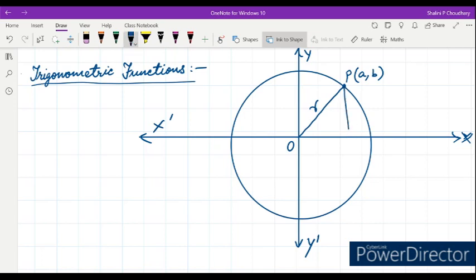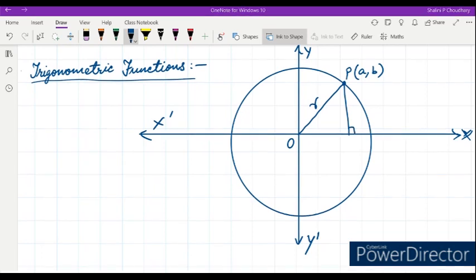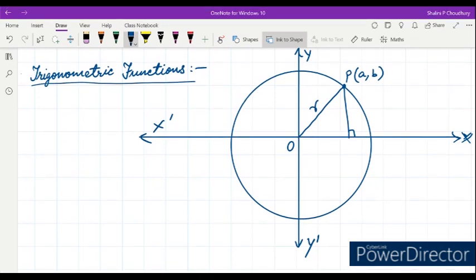When we draw a perpendicular, this distance will be equal to a, right? So this distance on the x axis will be a and this distance on the y axis will be b, okay, and this one is r and this angle is theta. Now we have to find out what will be the value.